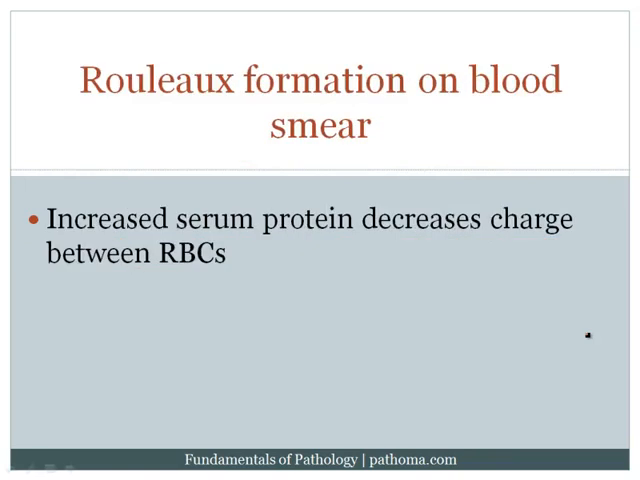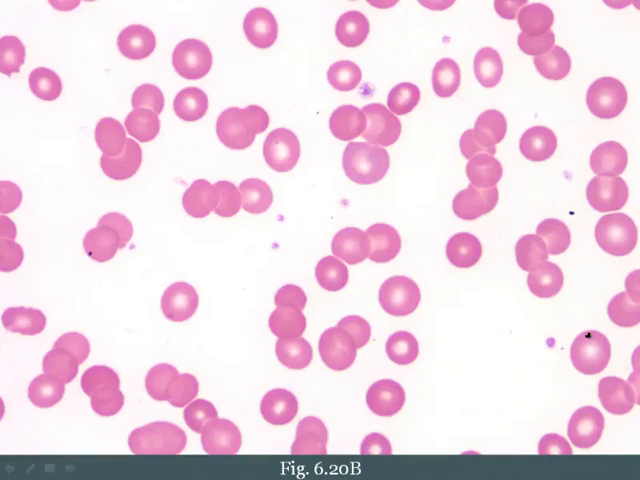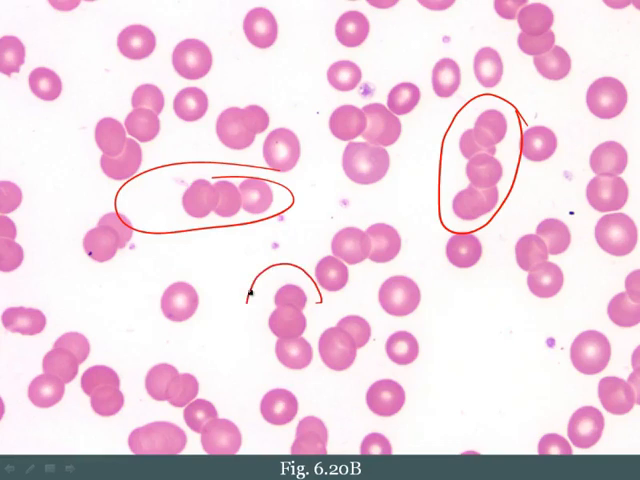Now, another consequence of having too much protein within the blood is that it's going to interfere with the charge between the red blood cells, so that there will be a decreased charge between the red blood cells. And when there's a decreased charge between the red blood cells, when you have a blood smear, instead of the red blood cells distributing themselves equally across the smear, they're going to start piling up on each other like poker chips. And so this is called rouleau formation. And that's, again, a sign of the high serum immunoglobulin in patients with multiple myeloma.